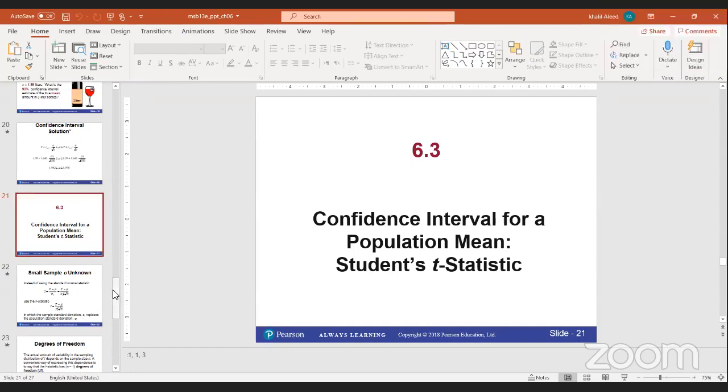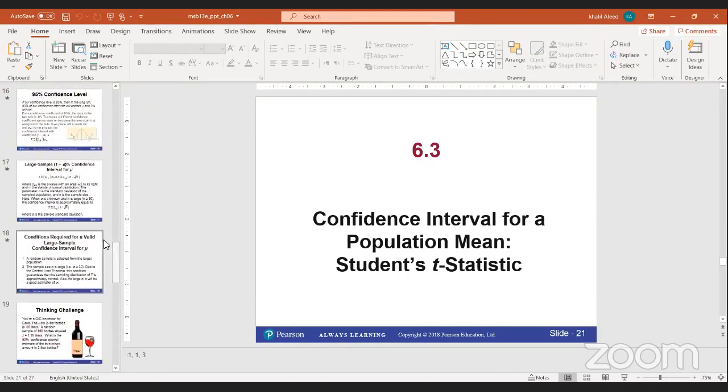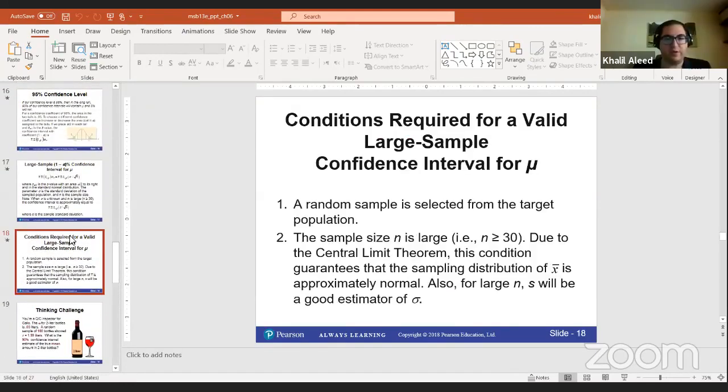Now, let me go back a little bit to this slide, which I intentionally skipped to go right to the example. Everything we discussed so far assumes two conditions. The first condition is we have a random sample. If your sample is not random, it's biased, and any of these tests will be wrong. So it should be a random sample.